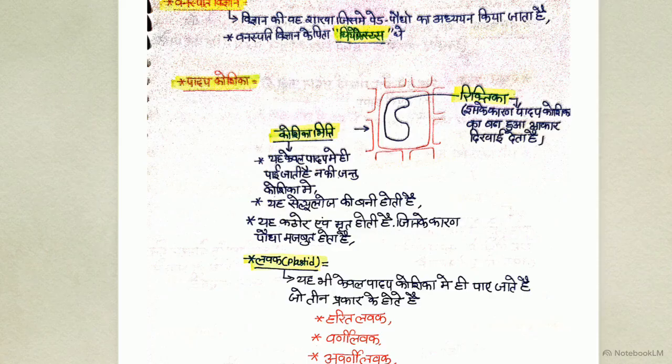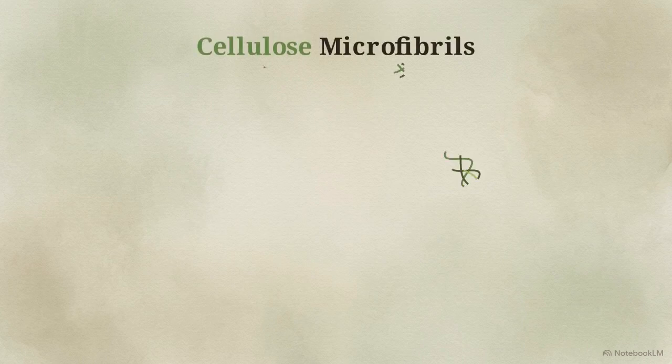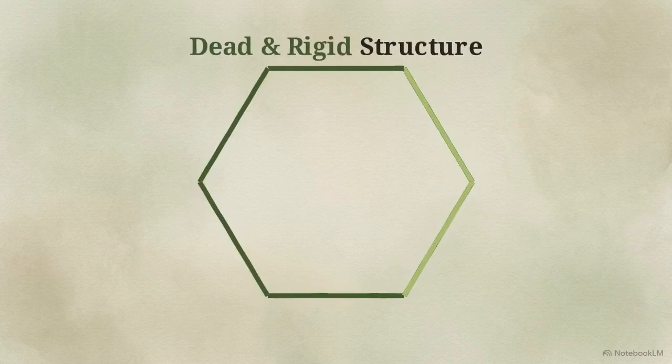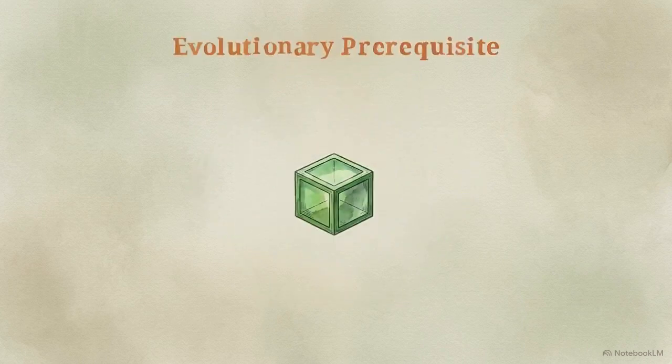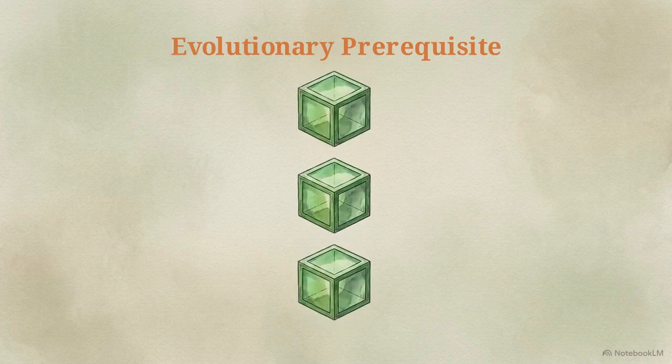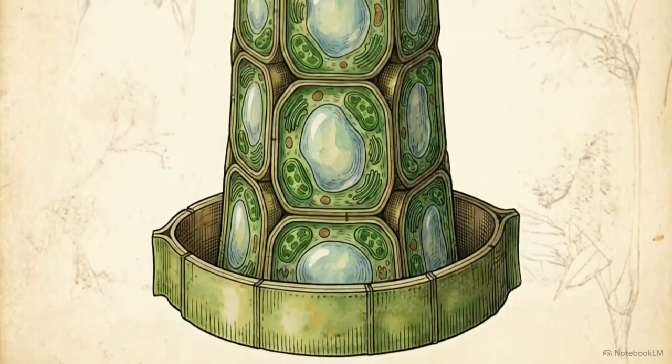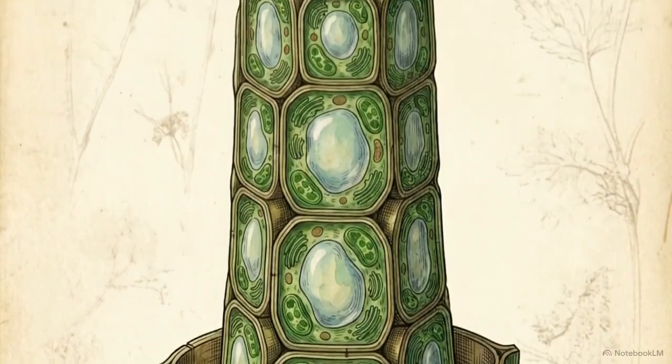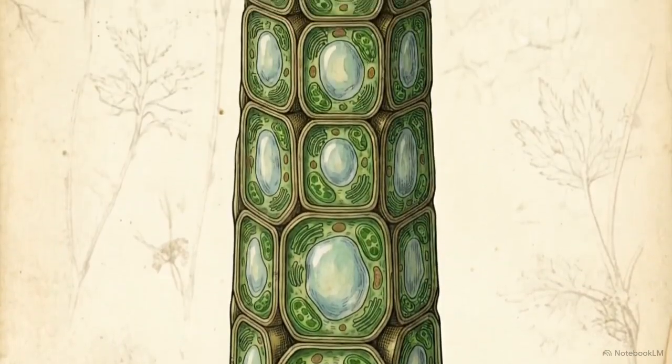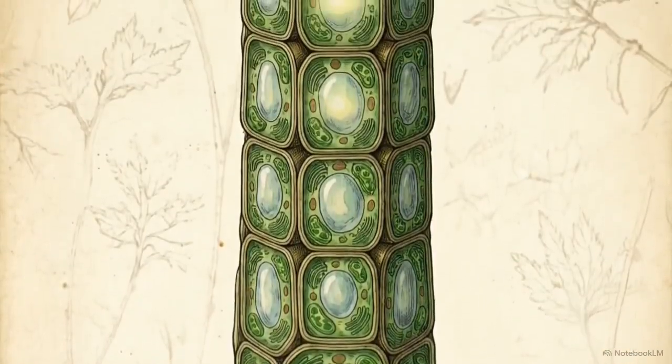This handwritten diagram highlights the primary microscopic building block that differentiates plants from animals, the cell wall. Composed primarily of cellulose, this outer casing is dead and rigid. That rigidity is an evolutionary prerequisite. It provides the structural integrity required to stack millions of cells and grow vertically against the downward pull of gravity.